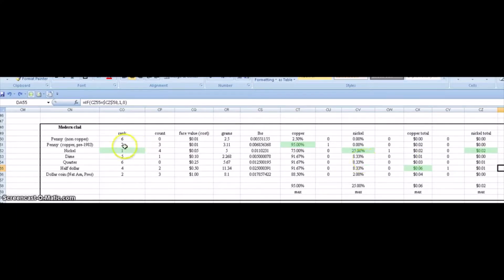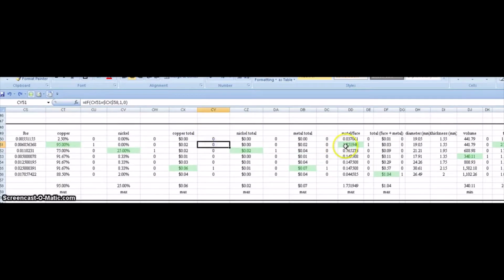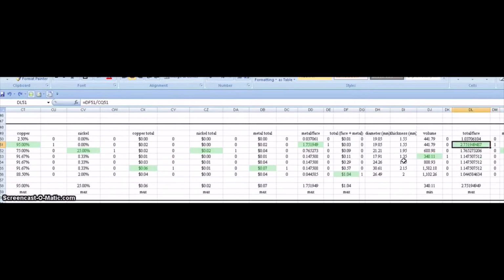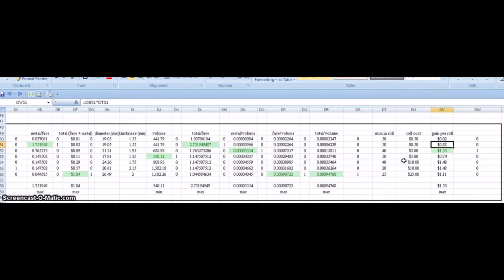The second place finisher is the copper penny. They have the highest copper content. And what else do they have? Let's see. They have the highest ratio of metal to face value and total to face value. And that's it.